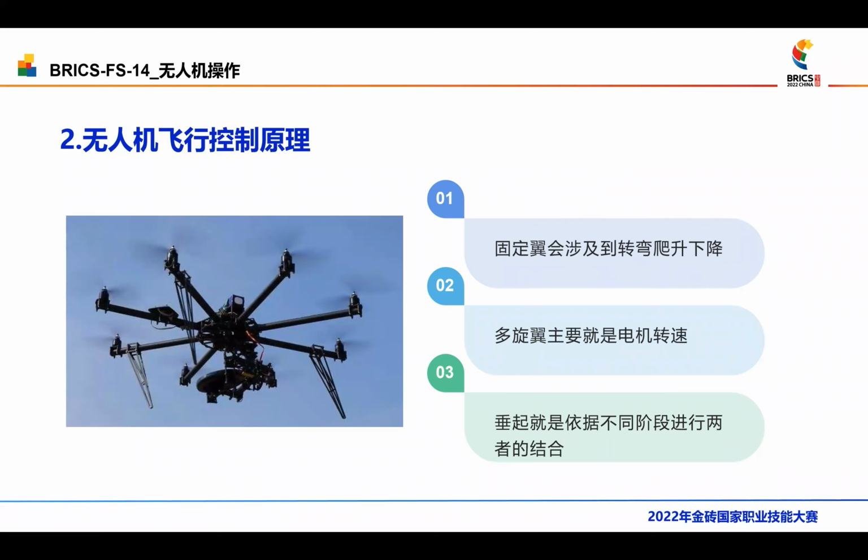The next part is about UAV flight control principle. It consists of 3 parts. Firstly, the fixed wing would involve the turning, climbing, and descending. Secondly, multi-rotor is mainly the motor speed. And thirdly, vertical is a combination of the two according to the different stages.